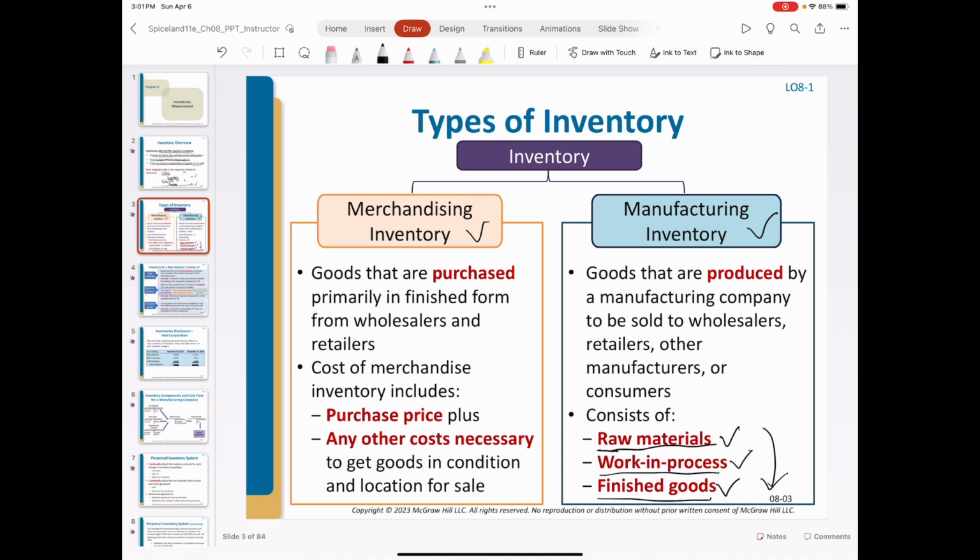Raw material represents that the production procedure has not started. Work in process starts but is not finished. Finished goods means the production procedure is complete. For merchandising inventory, the valuation is simple. The goods are purchased for resale. And the cost of inventory is the purchase price plus the cost necessary to get goods in condition and location for resale. It usually includes the logistic costs.